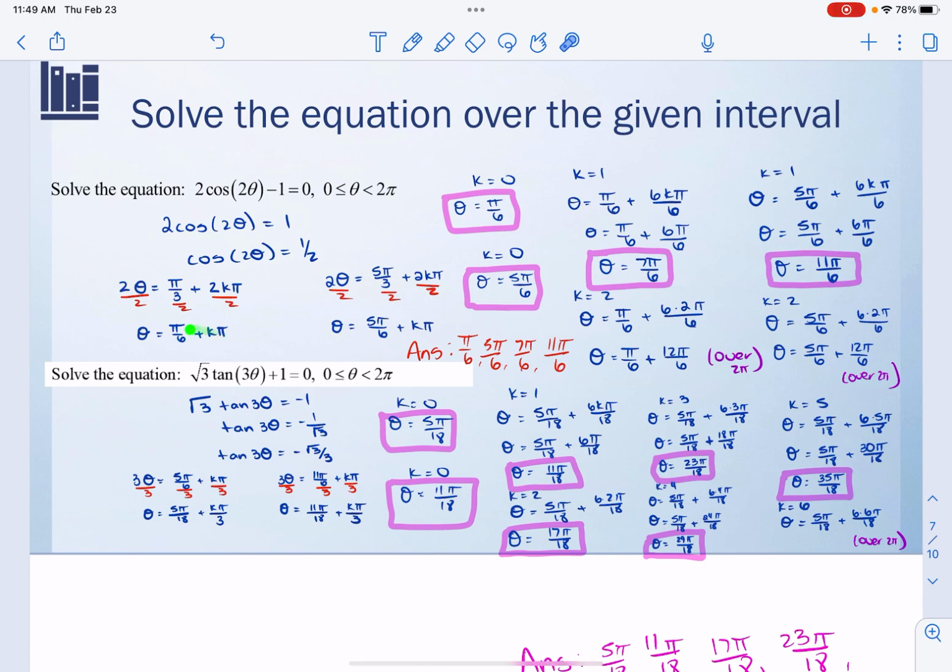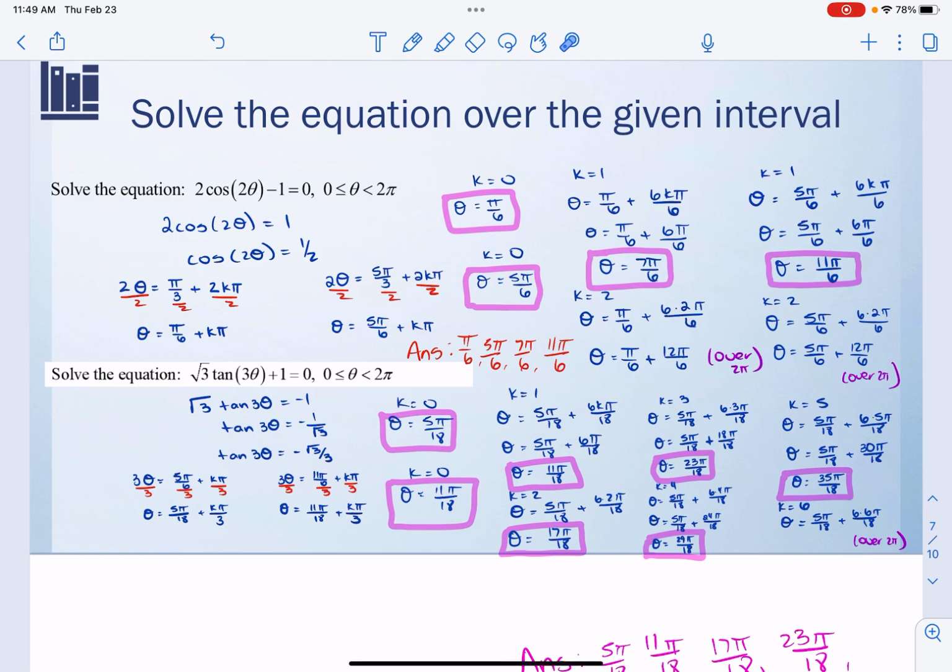So before, writing it in general form would give us all of them, no matter what type of revolution we had. But now they're just asking us to give only the angles that will work, from 0 to 2 pi. And those would be it.